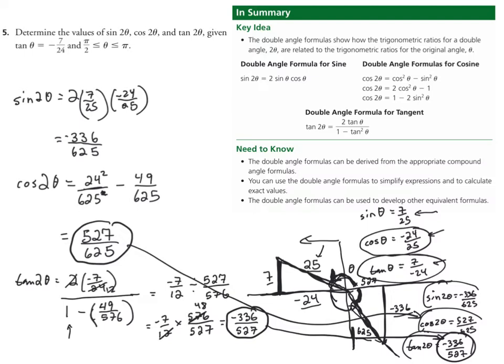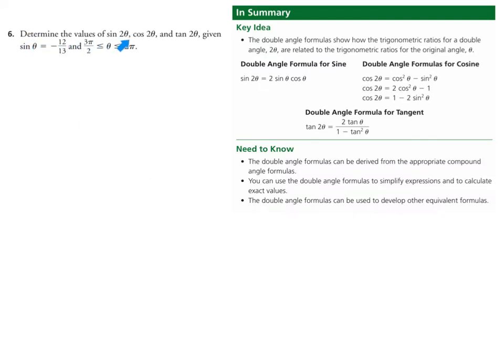Alright, let's do number 6. Alright, determine the value of sine 2 theta, cos 2 theta, tan 2 theta given. I really feel like we're doing the same thing over and over. This time though we are in quadrant 4, so they're upping the ante a little bit. So let's go to quadrant 4, and we said sine is opposite, so let's call this negative 12 over hypotenuse, which is 13. We already know from past experience this is going to be 5, because 5 squared plus 12 squared is 13 squared.